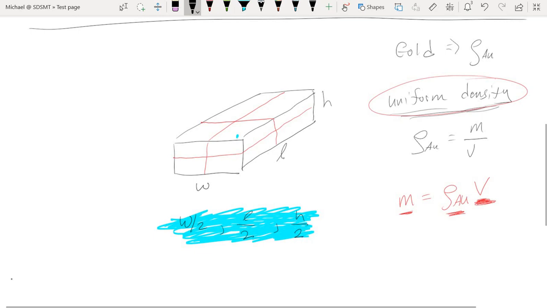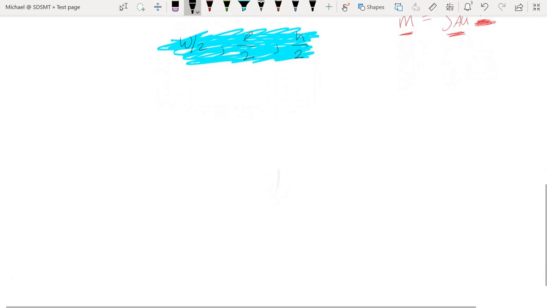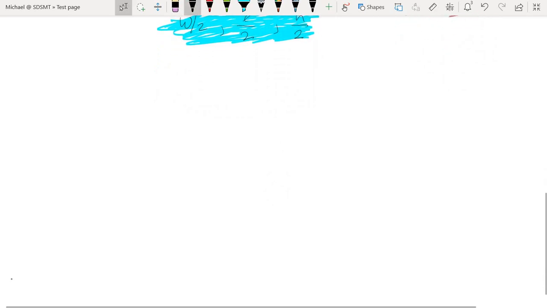And you notice that I didn't even have to go and look up the density of gold. All I had to do was use the idea that we had uniform density and then just keep track of the dimensions of all of our crosscuts. All right, that's pretty straightforward. But now, what do we do if we have an object that is not quite so symmetric?